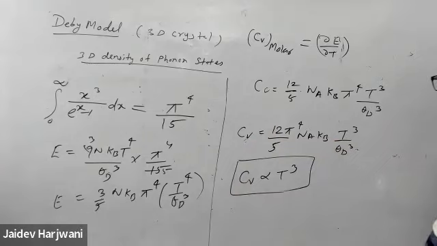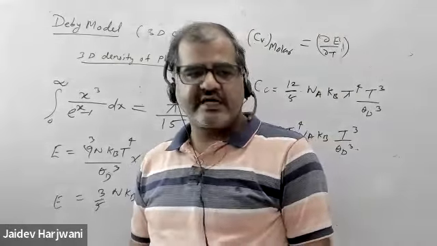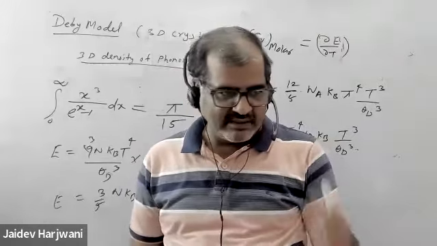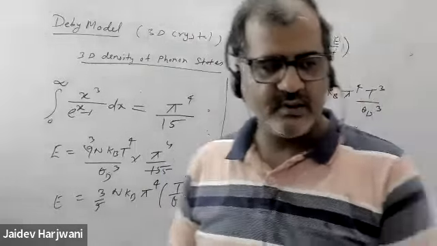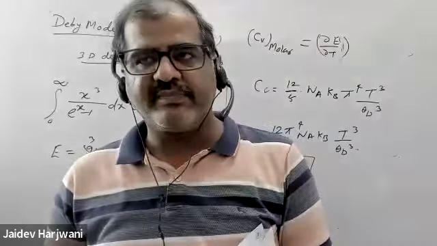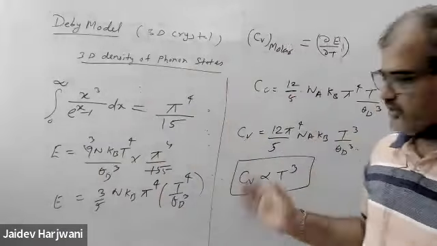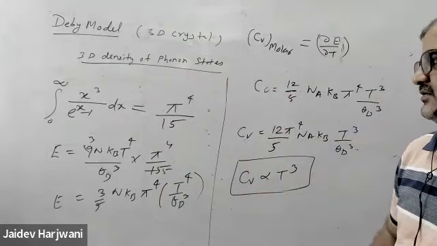T cube. And the experimental curve also says it should vary as T cube. That means your Debye model is able to explain, in both the low temperature limit and the high temperature limit, your experimentally observed curve for specific heat. Okay.